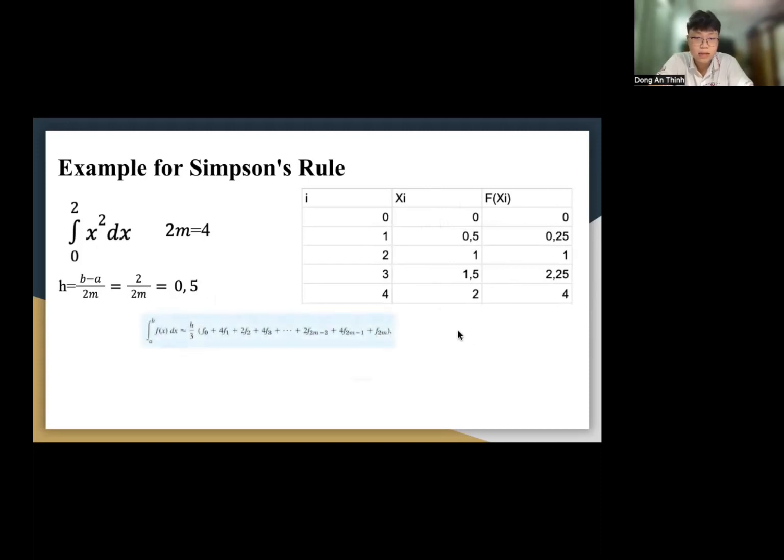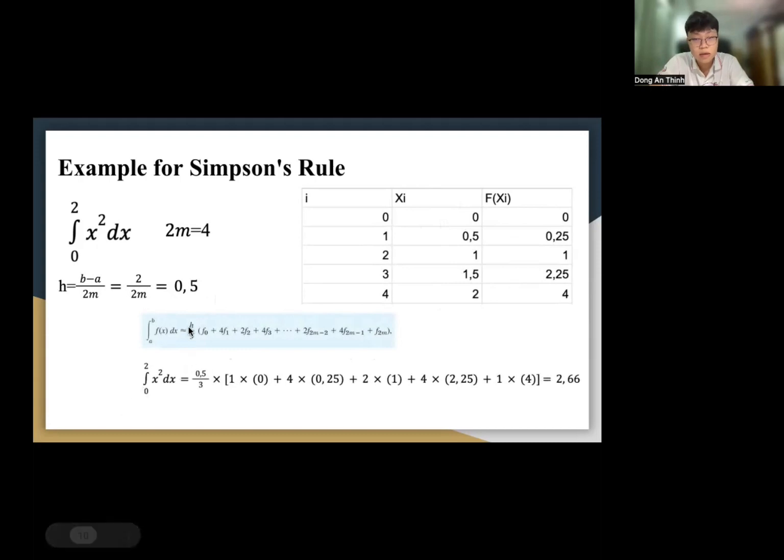And lastly is the formula. h divided by 3, 0.5 divided by 3, we multiply by the fx here. A small tip to help you remember this Simpson rule is 1, 4, 2, 4, 2, 4, 2, 4, 2, and so on. But the last two are 4 and 1.